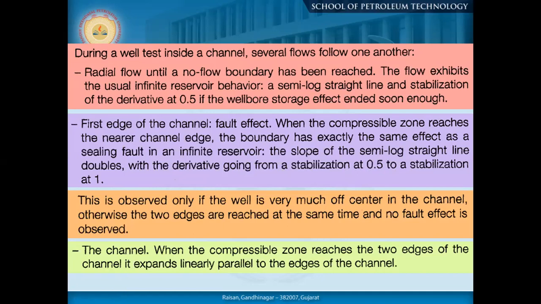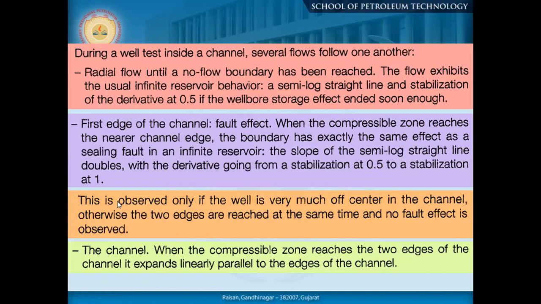So this is observed if the well is very much off-centered in the channel, otherwise the two edges are reached at the same time and no fault effect is observed. So that means if you are getting a channel, you are having some sort of restriction. Depending on the location of the well from the two ends of the channel, you may get different types of flow.